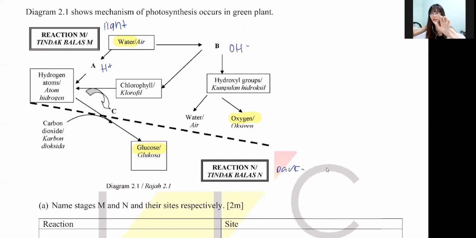Now, if you notice, there is one more label here, which is C. What is C then? Since I know everything that I should know here, what is C? Just like I mentioned, in order to carry out dark reaction, what do you need? You need ATP. So ATP will be used at this part here, where they will combine hydrogen atom with carbon dioxide with the help of ATP. Then they will form into glucose. That's why if you notice, for glucose, they don't write water, because water is a side product. It's not the main product, when you compare to the main product.